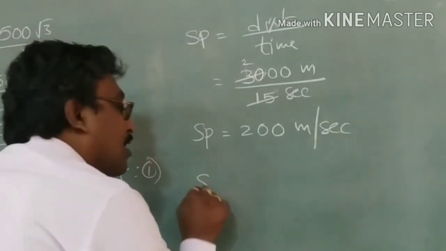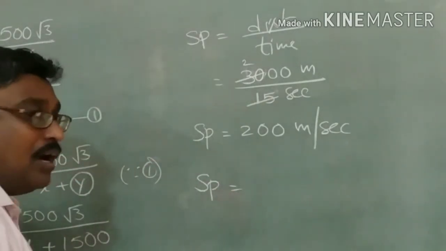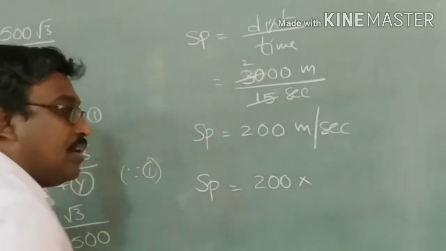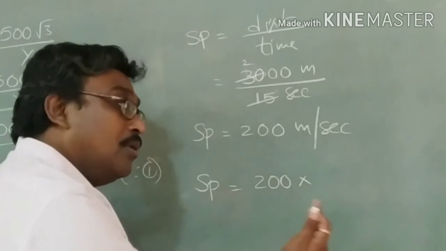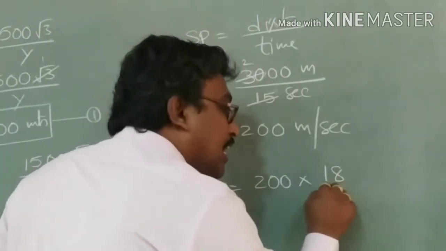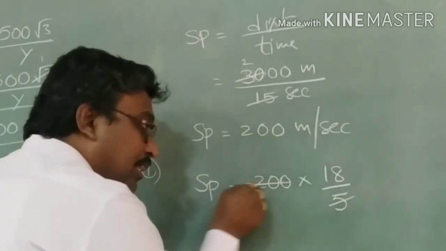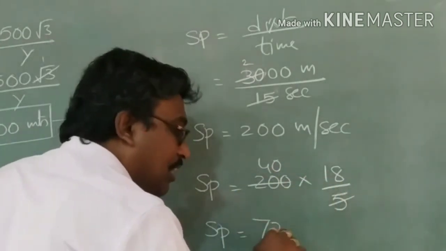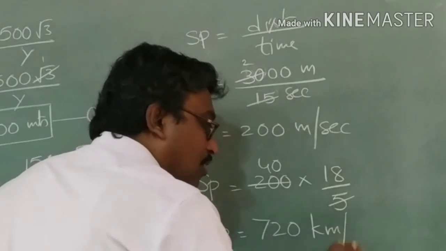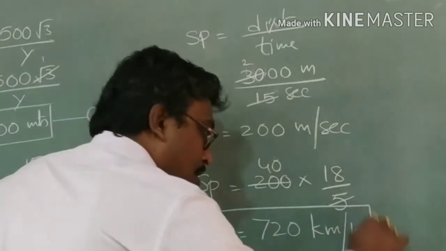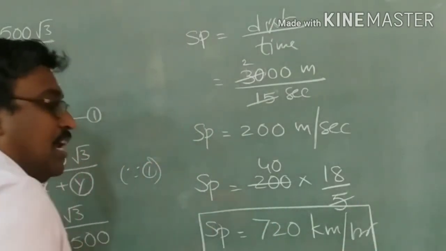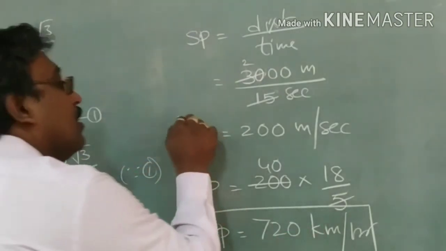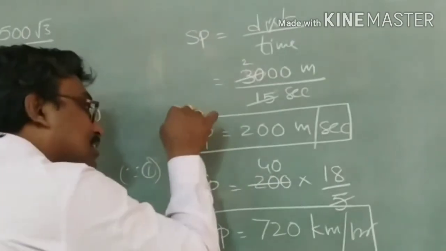Or else we can convert this into kilometers per hour also. So 200 into 18 by 5, which is 40 times 18, so speed is equal to 720 kilometers per hour. So the speed of the aeroplane is 720 kilometers per hour or 200 meters per second.